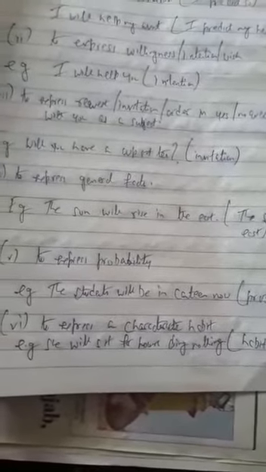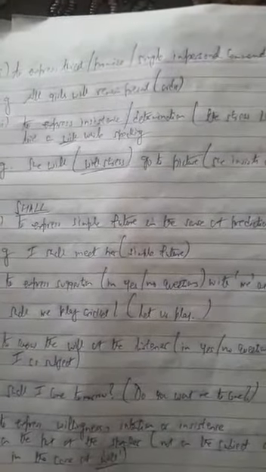The next use is that it expresses probability. For example, I can say the students will be in the canteen now. So this is probably. The next is to express a characteristic habit. For example, she'll sit for hours doing nothing, which means this is her habit. The next use is to express threat, promise, or single impersonal command. For example, I can say all the girls will remain present.